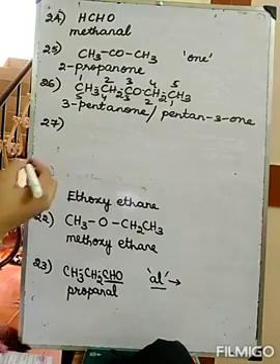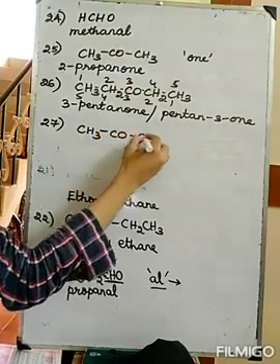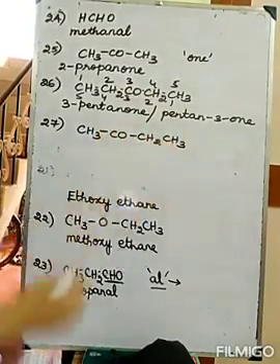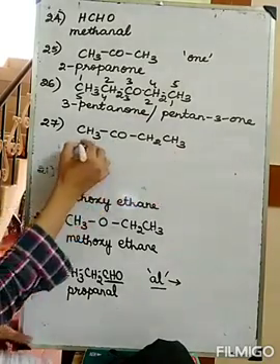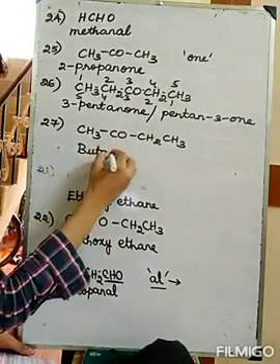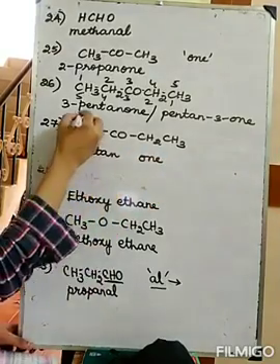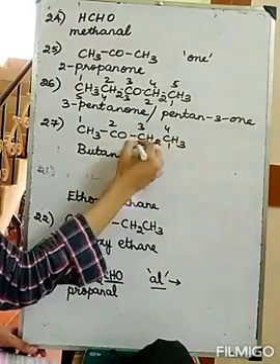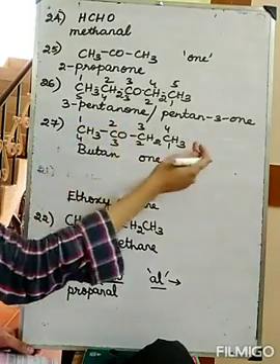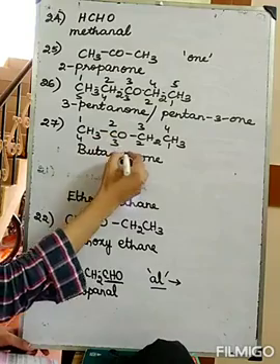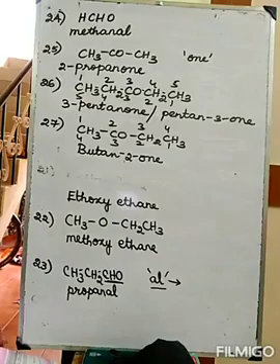So 27th one, CH3COCH2CH3. How will you name this? How many carbons are there? 4 carbons. So 4 carbons means but, single bond means ane. So ketone group is present, so one. So what will be the position? 1, 2, 3, 4. 1, 2, 3, 4. When you number from this side, the ketone group is getting the number 2. When you number from that side, it is getting the number 3. So always you should take the least number, 2. So the name is butan-2-one.